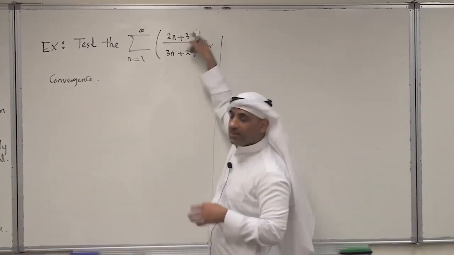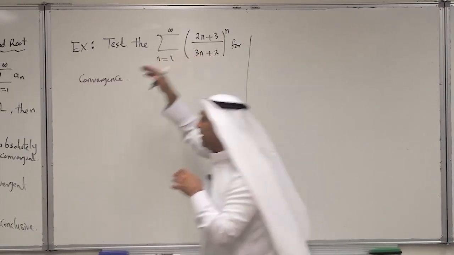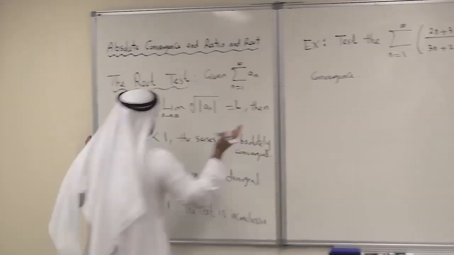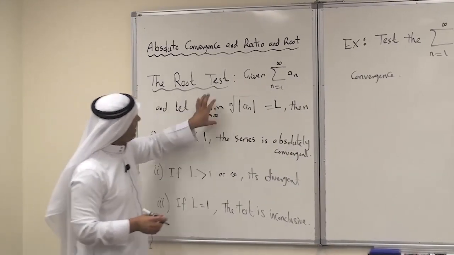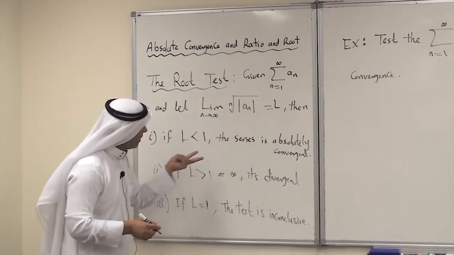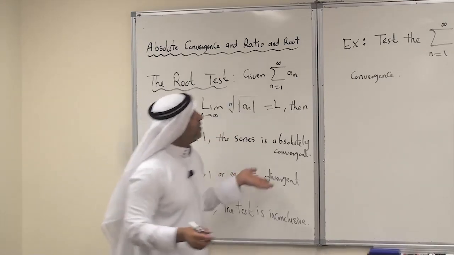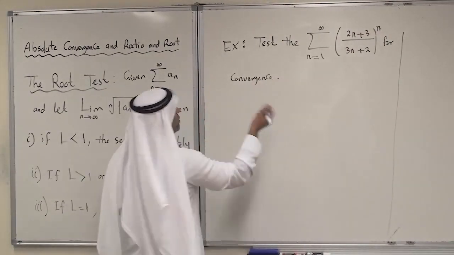So the root test, or what we sometimes call the nth root test, is recommended here. The root test says if the limit of this is equal to L and L is less than 1, it is absolutely convergent; greater than 1, divergent; equal to 1 is inconclusive. Let us see which one of them will apply here. So what should I do?